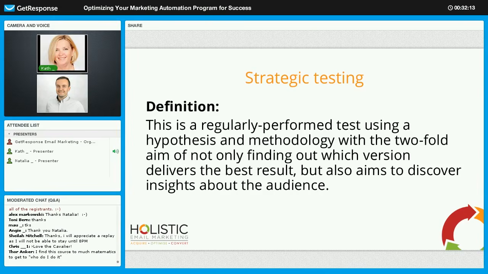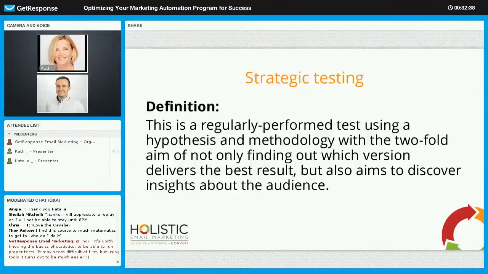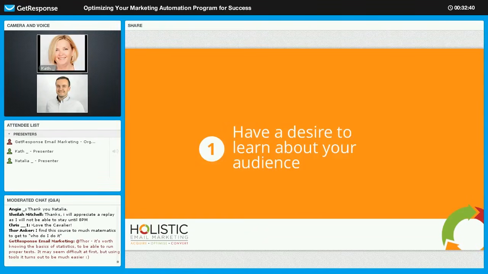Strategic testing, on the other hand, is a regularly performed test using a hypothesis and methodology with the twofold aim of not only finding out which version delivers the best result, that's a short-term win, but also aims to discover insights about the audience, and that's a longitudinal win. So we're not just finding out which one's going to give us better results here and now, but we're also discovering more about what makes our audience tick.